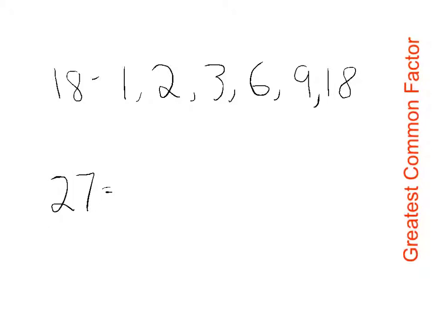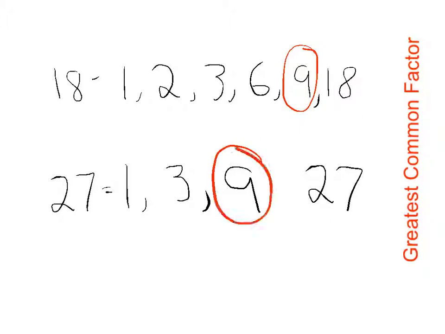Then I'll go to 27. Factors of 27 are 1 and 27, and the other way to get those numbers is 3 times 9. So those are all of the factors of 27. If I look at both of those sets of numbers, I'll notice that my largest factor that they have in common is 9. And that is one way to find the greatest common factor of two whole numbers.